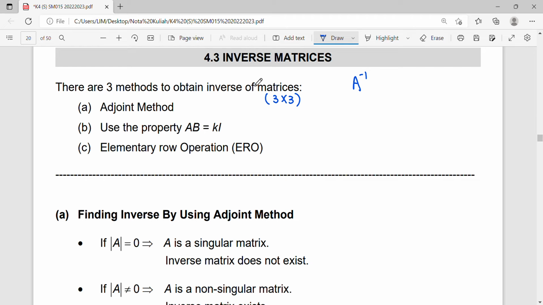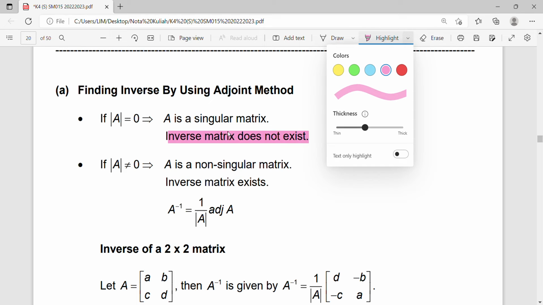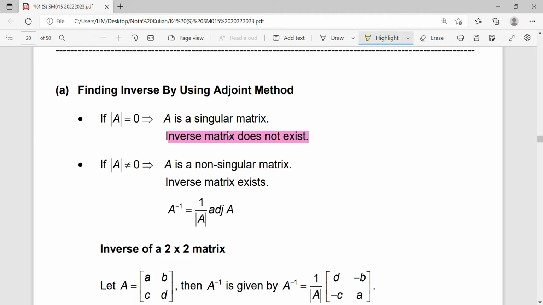So for inverse of matrices, not every matrix will be able to inverse. So it will depend on its determinant. If we find the determinant is 0, means that matrix cannot be inverse. The inverse matrix does not exist. Alright, so that matrix we'll call it singular matrix.